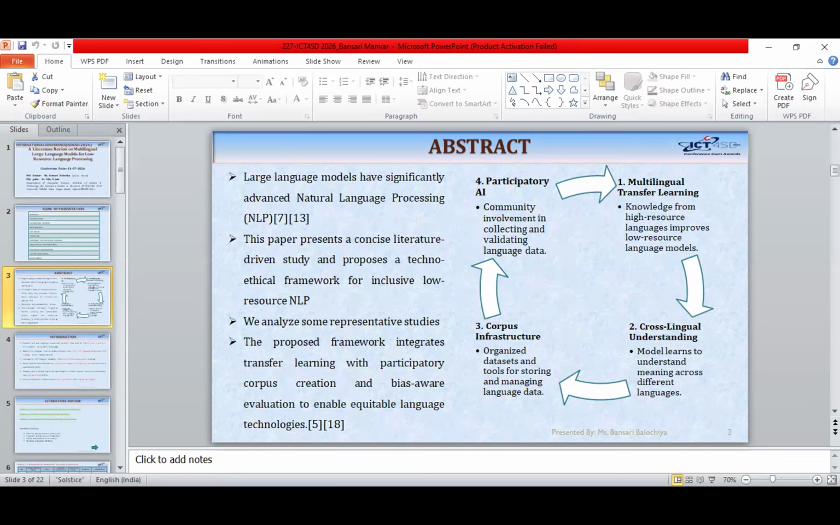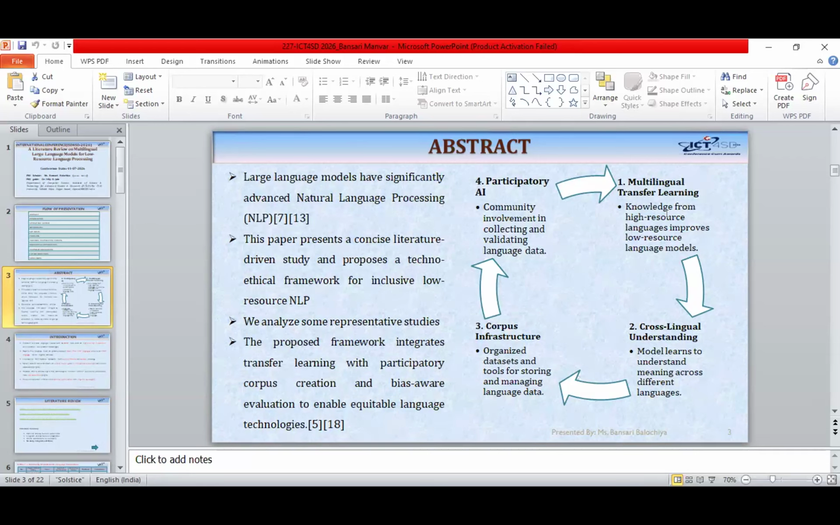First, we have to gain knowledge from a high resource language to a low resource language. Second, cross-language understanding: the model learns to understand the meaning of an act. Third, corpus infrastructure: organized datasets and tools for storing. Last, fourth, participatory AI: the community is involved in collecting and validating language data. After data collection, again, we have to connect that data in a multilingual transfer model.